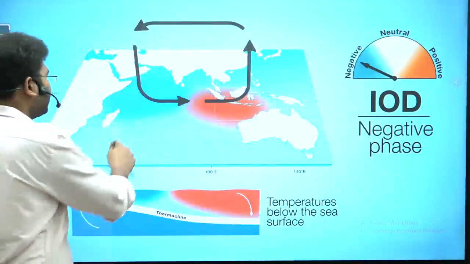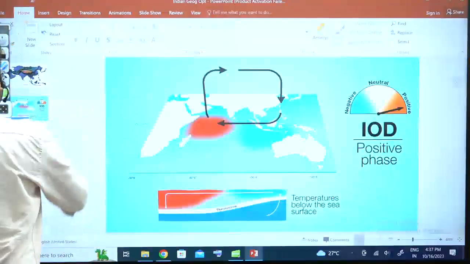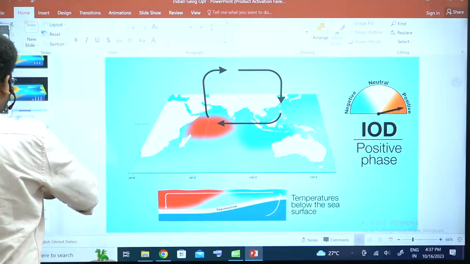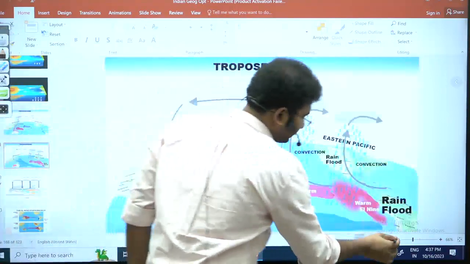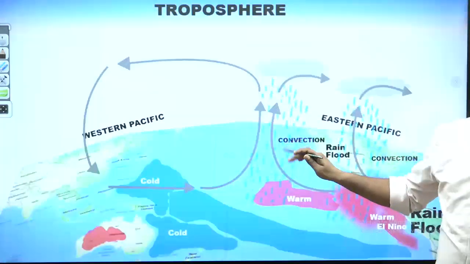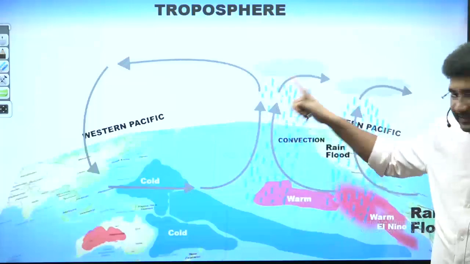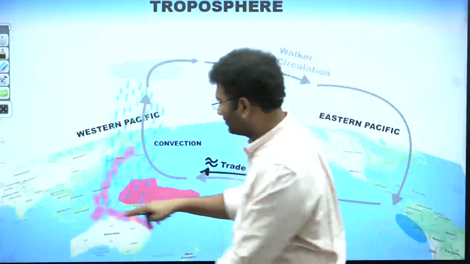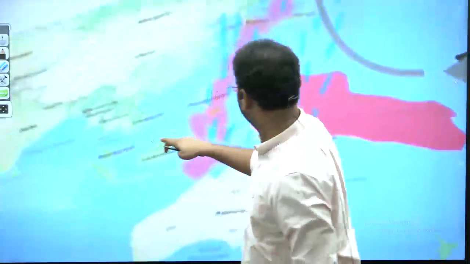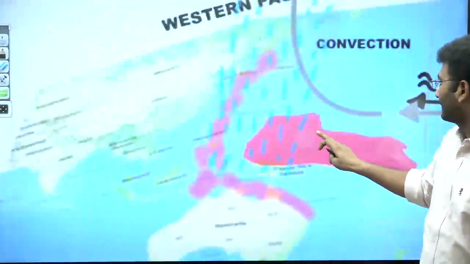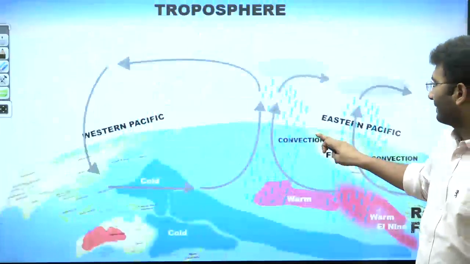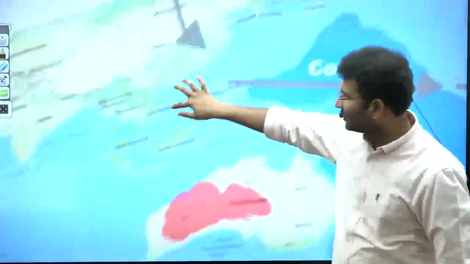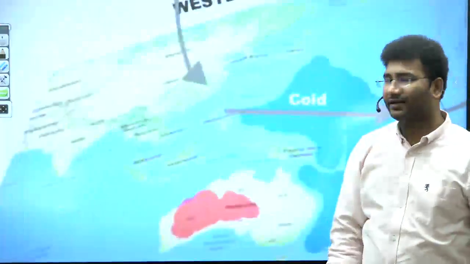Now for you to understand this in a better way, let me take you here. Clear? El Nino, do you understand this? This is El Nino condition. What I am doing is, let me take you to India and let's try to draw the Indian Ocean dipole positive.